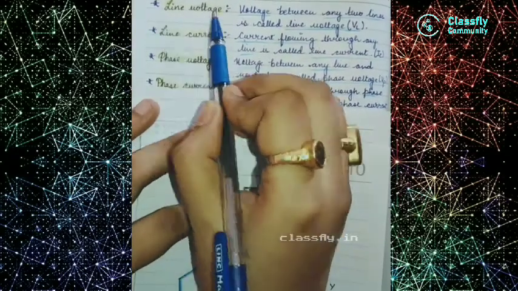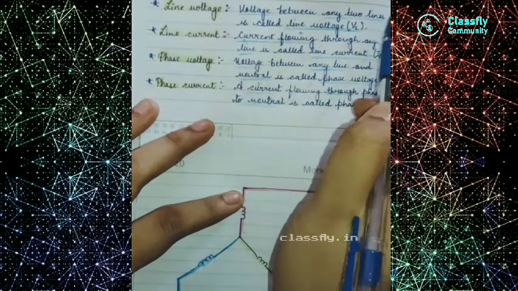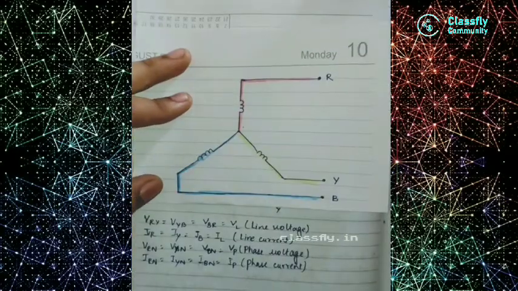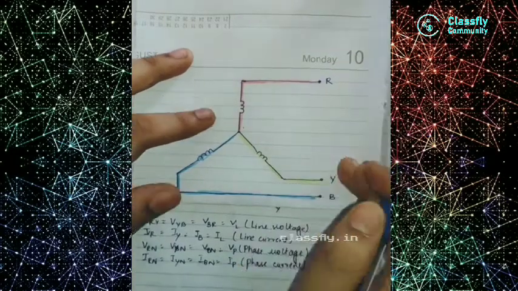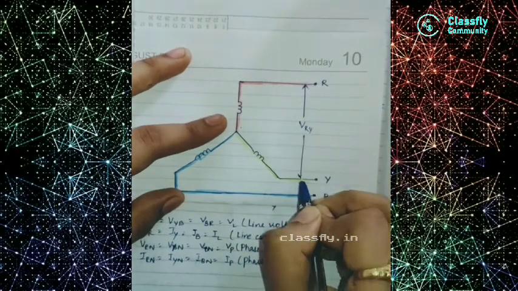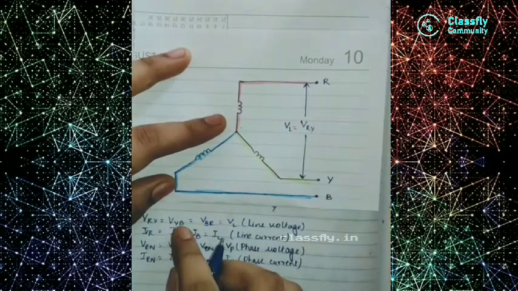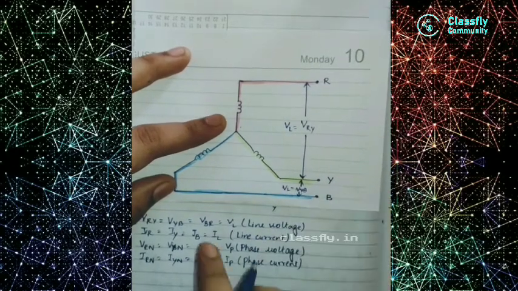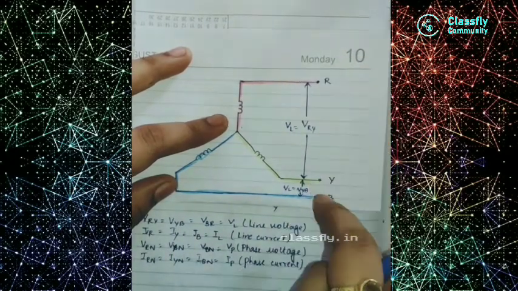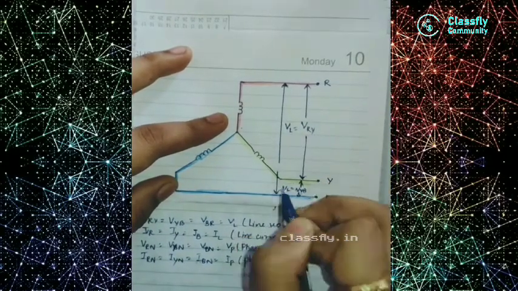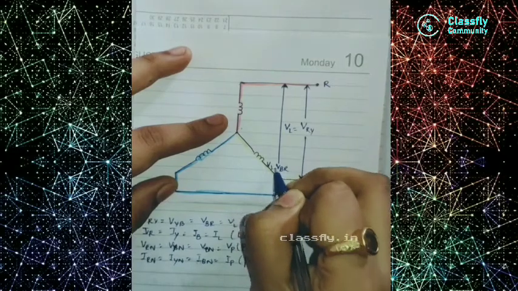Line voltage: the voltage between any two lines is called line voltage. So our line voltages are VRY, that means from this line to this line, this is my line voltage VL. VYB, this to this, is also my line voltage. And another is VBR, this and this. VBR is also my line voltage.